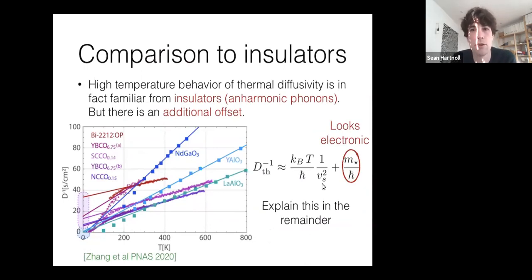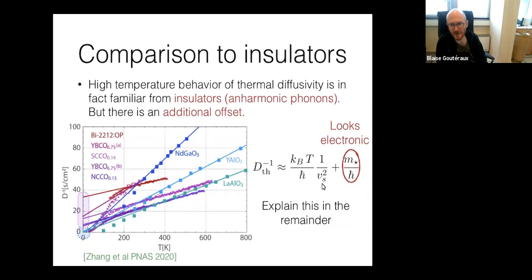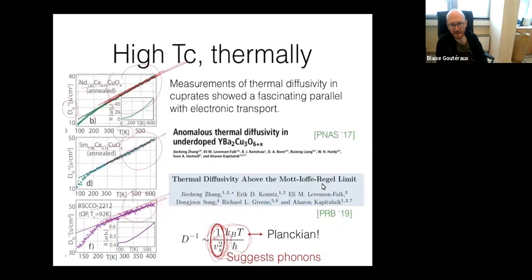Shall I take a question? Yeah, go. Can I ask a question on the previous slide? So here you say that this Vs squared suggests phonons, but what requires Vs to appear there rather than some other velocity?